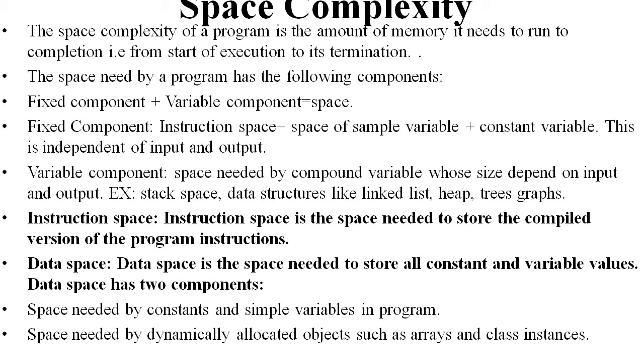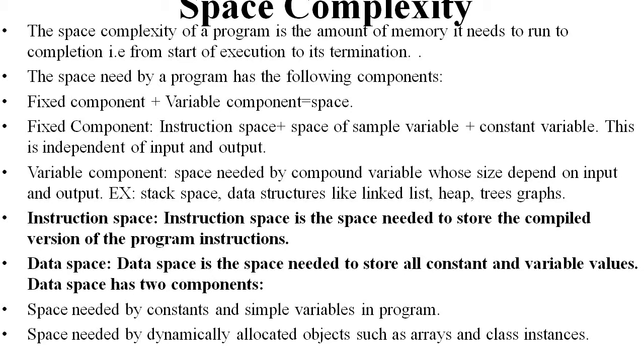In the fixed component, what things come in to find out the amount of space? The fixed component is instruction space, space of the simple variables, and space of the constant variables. And this fixed component is independent of input and output. Whatever the input size you give, whatever values you give as input and whatever you get as output, it is independent. These three components together we can call the fixed component.